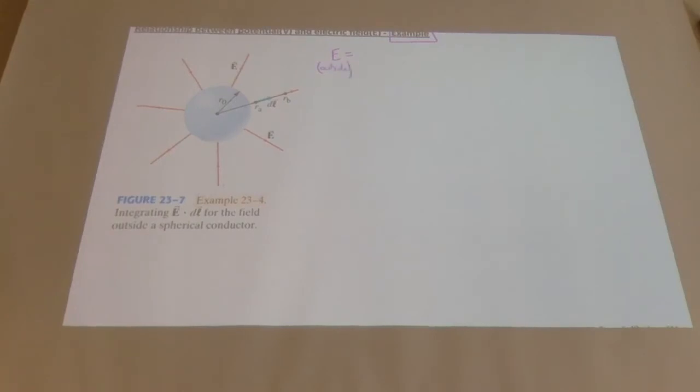What's the electric field inside? 0, right? In the conductor it will be 0. So the electric field outside is going to be 1 over 4 pi epsilon naught times Q, the total amount of charge that's on the surface, divided by r squared, which is our distance away from the center of the conductor. And you can also write that as kQ over r squared if you like that notation better.